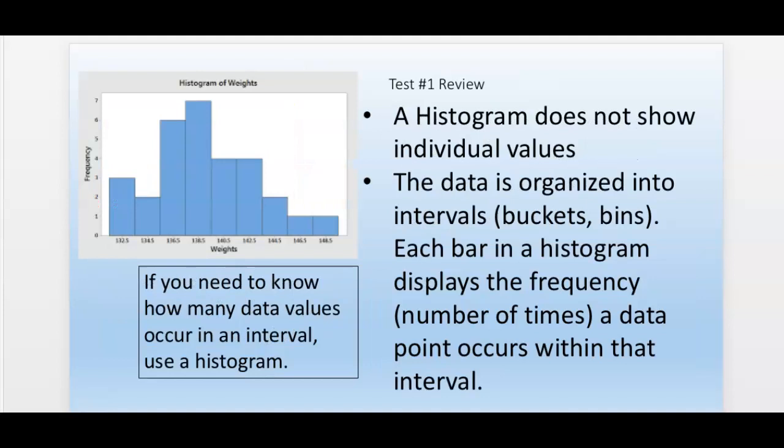And we talked about histograms. Histograms don't show exact values, not individual values. The data is organized into intervals, and each bar in the interval displays how often, the frequency, the number of times a data point occurs within that interval. If you need to know about an interval, use a histogram.